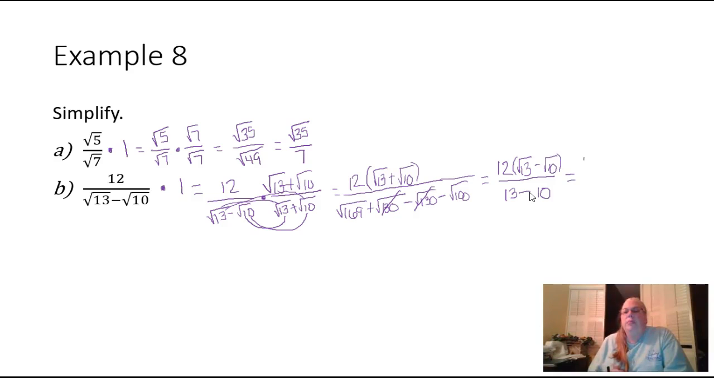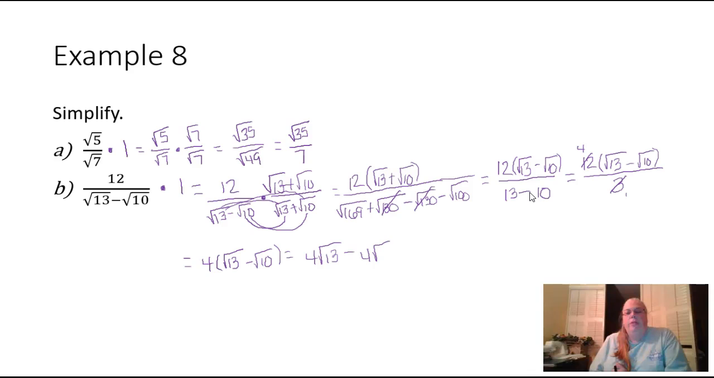So let's see. We've got 12 times the square root of 13 minus the square root of 10, and on the bottom, 13 minus 10, I know that to be 3, and I can cancel. 3 can actually go into 12 4 times. And so we're left with 4 times the square root of 13 minus the square root of 10, or 4 square roots of 13 minus 4 square roots of 10. And that's the end.